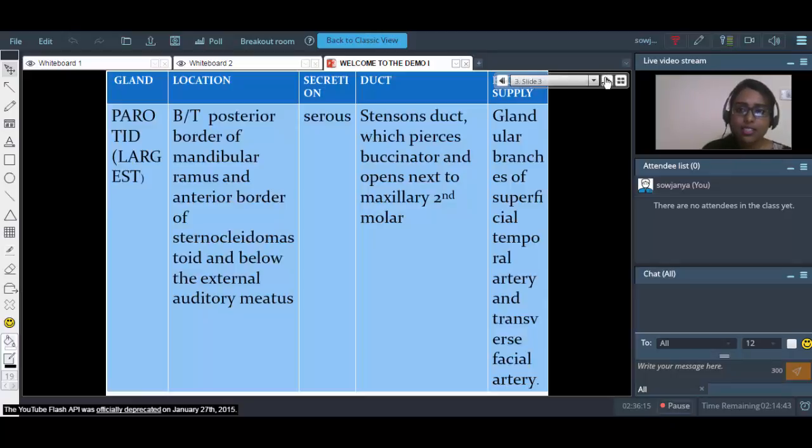Let's deal with the parotid gland. Parotid gland is the largest gland. It is present between the posterior border of the mandibular ramus and the anterior border of the sternocleidomastoid, below the external auditory meatus. The secretions of the parotid gland are serous type. The duct of the parotid gland is Stensen's duct, which pierces the buccinator and opens next to the maxillary second molar. The blood supply for the parotid gland is through the glandular branches of the superficial temporal artery and transverse facial artery.